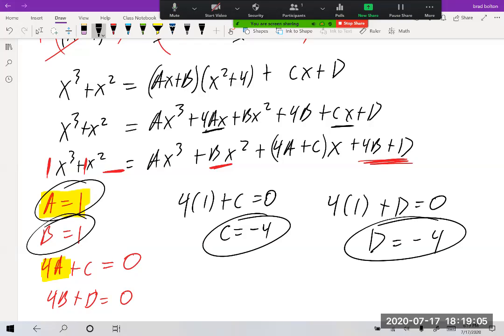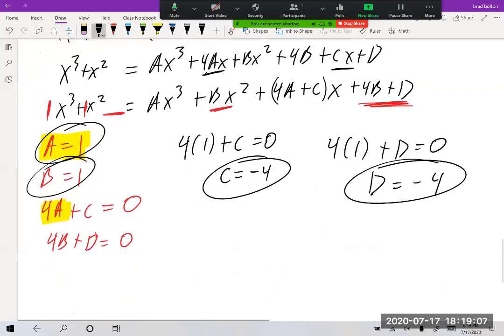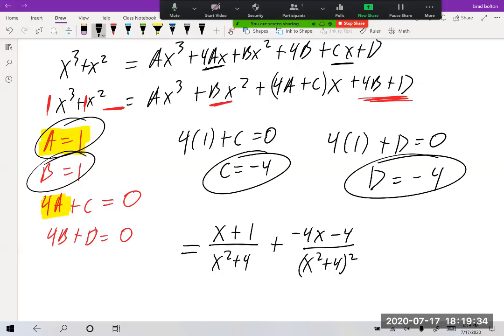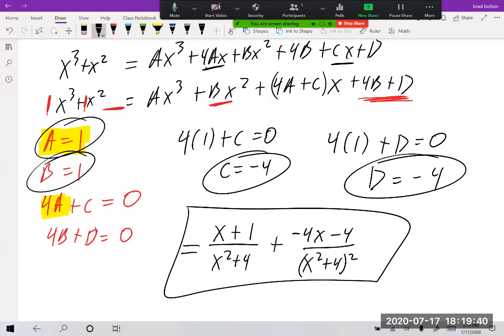Boom, we got d. So now we look up here and we have ax + b. So this means that our partial fraction decomposition is going to be ax + b, so that would be x + 1 over x squared + 4, plus cx + d. So that would be c times x + d, but c is -4 and d is -4, all over (x squared + 4) quantity squared. Okay, so we got that as well. So this would be my partial fraction decomposition for case 4. Okay, and that's all you do.